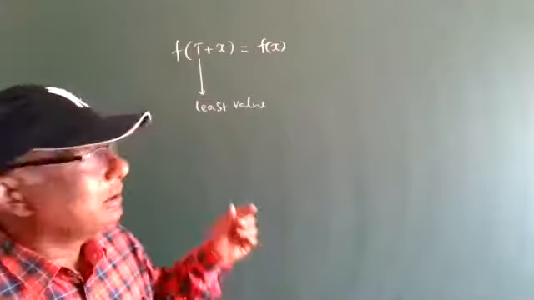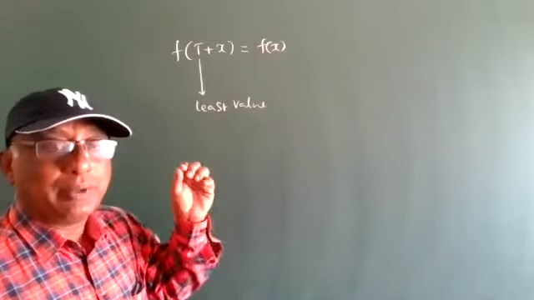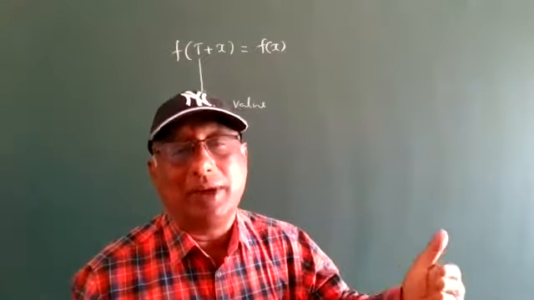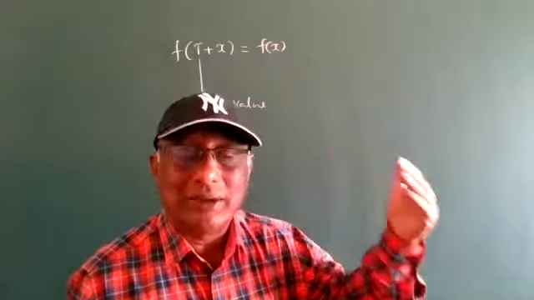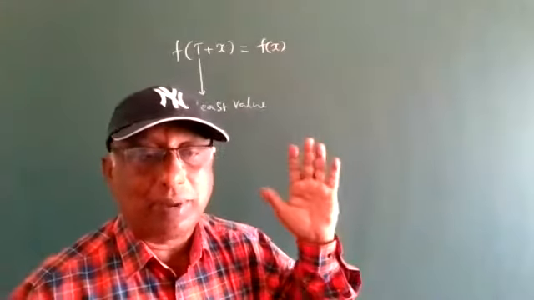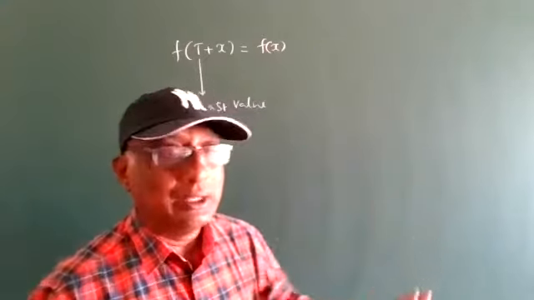So the least value is called the period. What is the definition of the period? It is the repeated value. After 2 pi, sine values are repeated. After 2 pi, cos values are repeated. After pi, tan values are repeated.